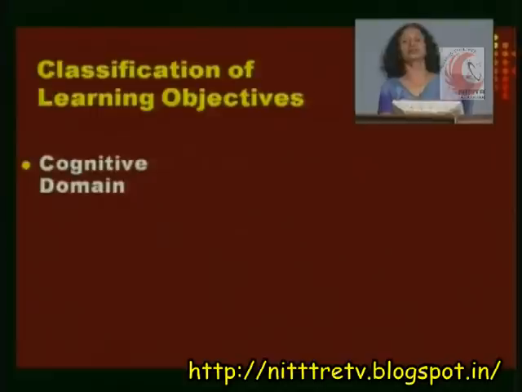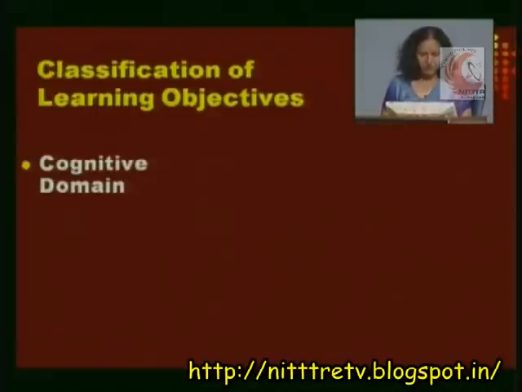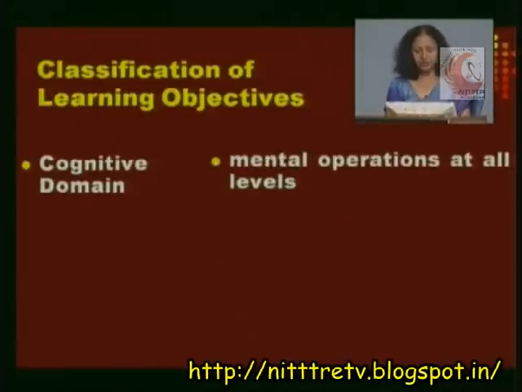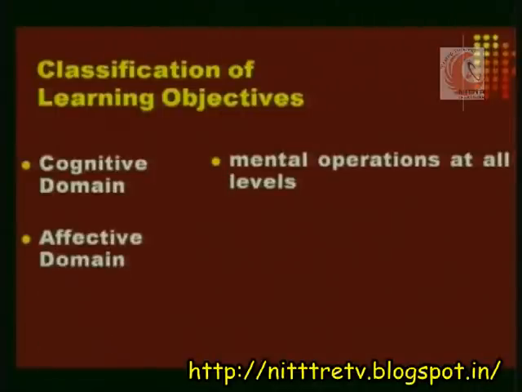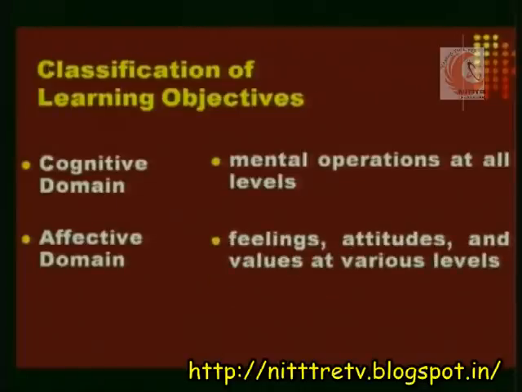First of all, the cognitive domain. Cognition, as well as knowledge, is related to thinking, mental operations at all levels. You will see, if you look into your subjects in the technical courses, there are theory subjects. So, they are covered in the cognitive domain. Then you have the affective domain. Affective domain means feelings, attitudes, values at various levels.